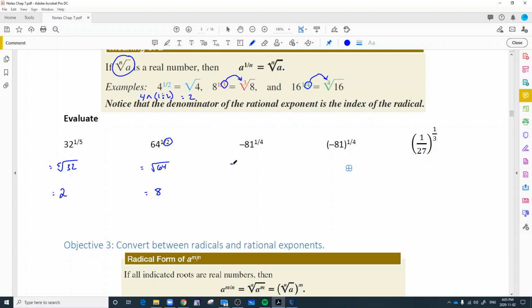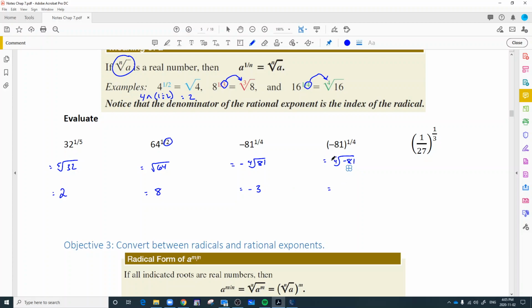Okay, so for this one, this is the 4th root. Now, is it the 4th root of -81 or the 4th root of just 81? Hopefully you're all yelling at your screen and saying it's the 4th root of just 81. It's not in a bracket. Whereas this one, because the exponent is on the -81 in brackets, this would be the 4th root of -81. So for this one, -1 times the 4th root of 81, the 4th root of 81 is 3, so this would be -3.